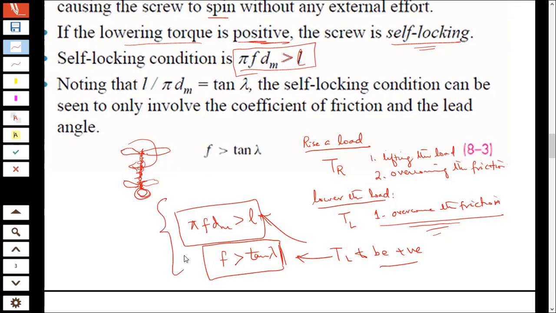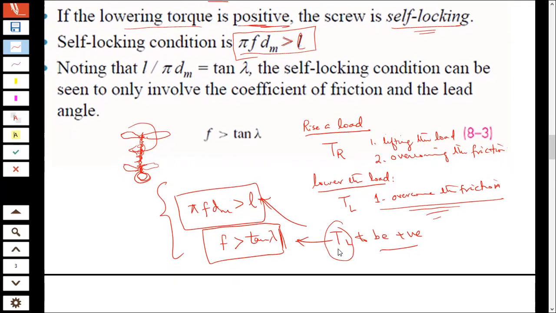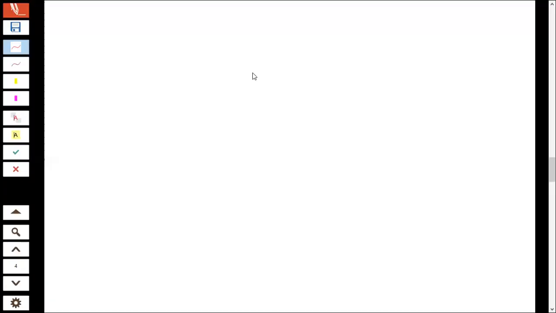If you qualify this, this means that the load will self-lock and it's not going to fall down unless and until you apply some amount of torque equal to TL. Okay, so this is the self-locking condition. Okay, now one more thing that we want to talk about, and that is the efficiency of the power screw.